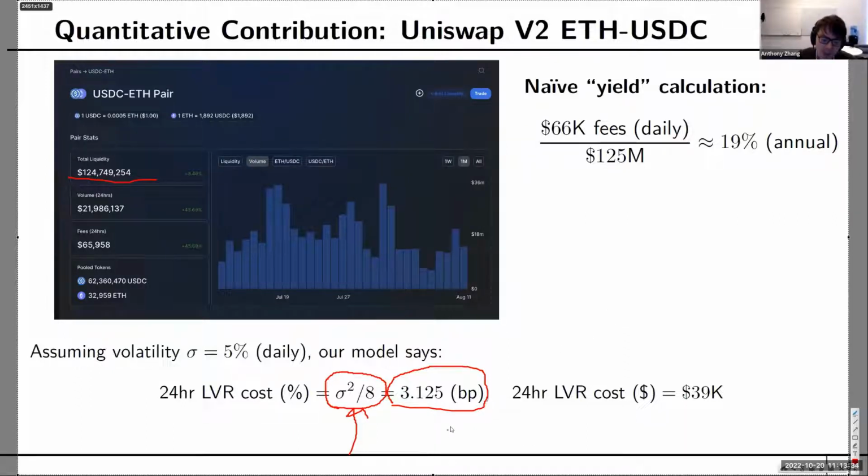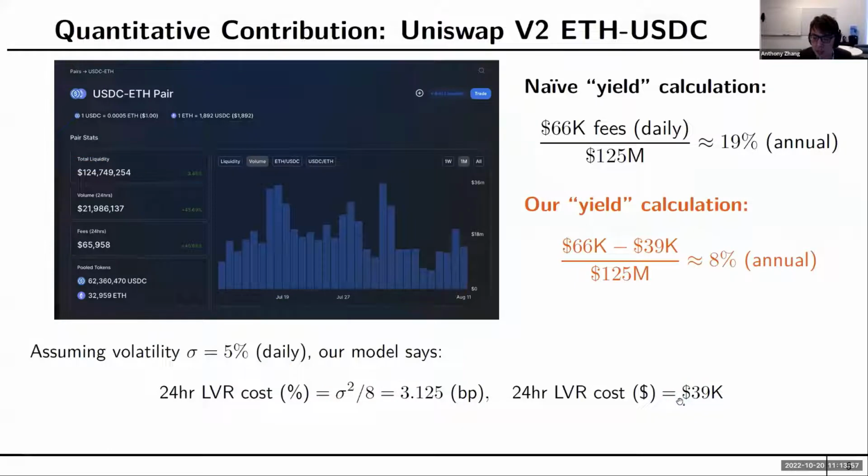So a benefit of our theory is we're able to put a number on this and say that the arbitrageurs on a $125 million pool are able to make 3 basis points a day when volatility is around 5% a day of Ethereum prices in sniping this pool. We can then plug this cost in and say you're gaining 66K from fees, you're losing 39K in slippage costs. The total return on this AMM is around 66 minus 39, so you're making a more modest 8% annual.